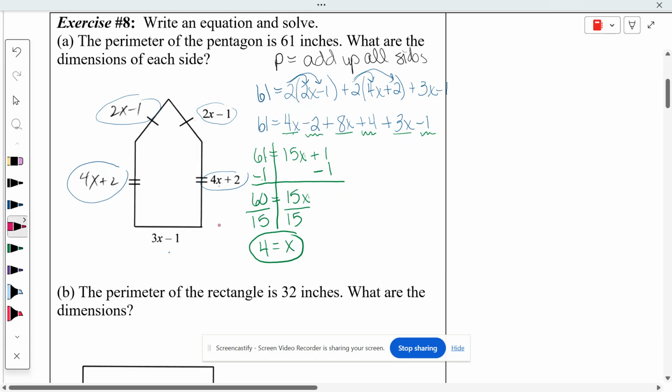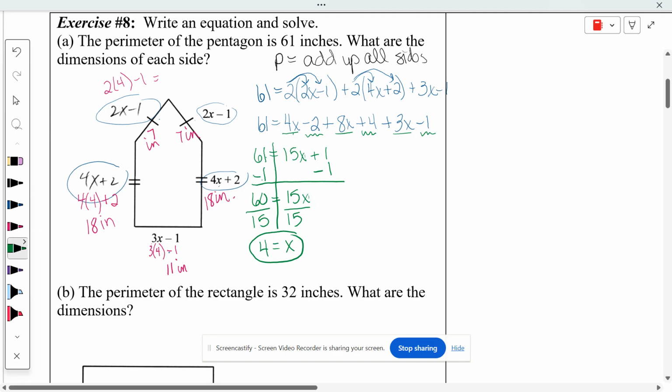The second part of this says, well, what are the dimensions of each side? Well, 3 times 4 is 12. Minus 1 is 11. So this side is 11 inches. What about this side? 4 times 4, well, that's 16. Plus 2 is 18. So this side is 18 inches, as is this side, 18 inches. Last one, 2 times 4. 2 times 4 is 8. Minus 1 is 7. So this side is 7 inches. And so is this side.